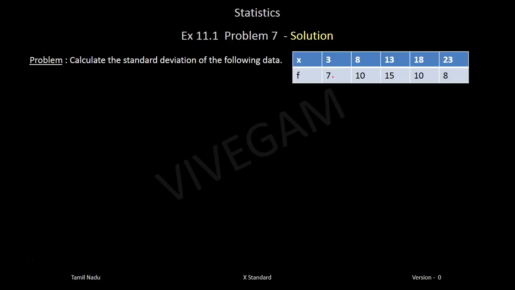So, 3 appears 7 times in the data set. 8 appears 10 times, 13 appears 15 times, 18 appears 10 times, 23 appears 8 times. So, this is a group data. Okay, so that's the first thing you need to understand.